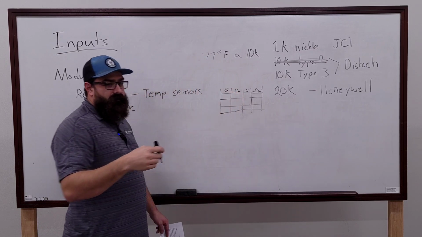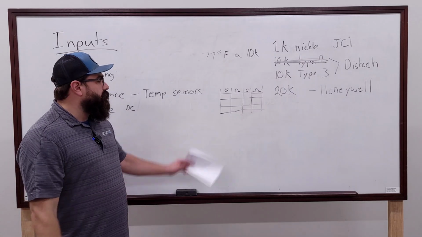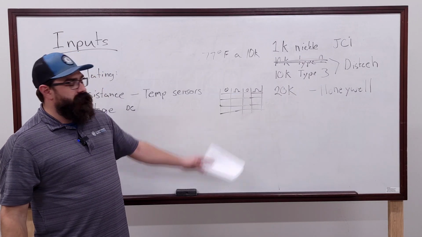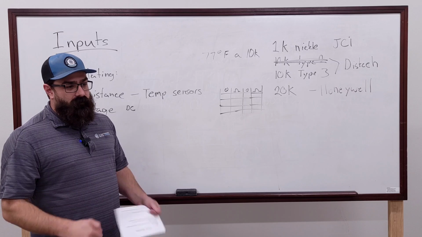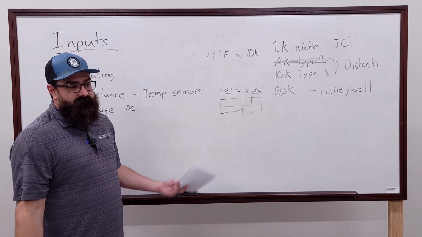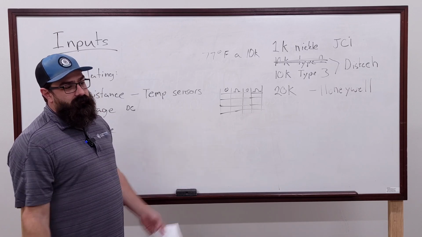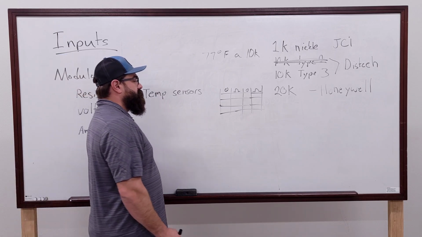You just correlate whatever temperature you're reading. Say you put your meter in the water and you get a reading, and then you put your meter on this thermistor and you get a reading for ohms. Match the 2 up and see if it's right or wrong. And if it's bad, throw it away, replace it.